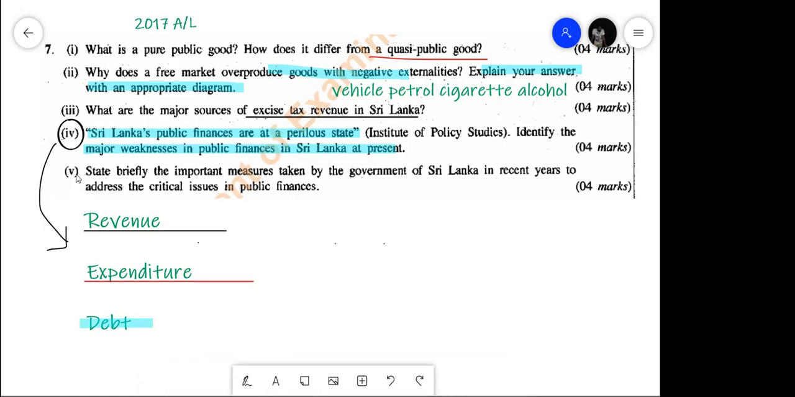So then the next question, again connected to question number 4. They're saying, state briefly. You don't have to explain. The important measures taken by the government in recent years to address the critical issues. What do you think the government has done in recent years to make sure that these things are solved or addressed? What kind of things has the government done and what have they looked at? What do you all think?